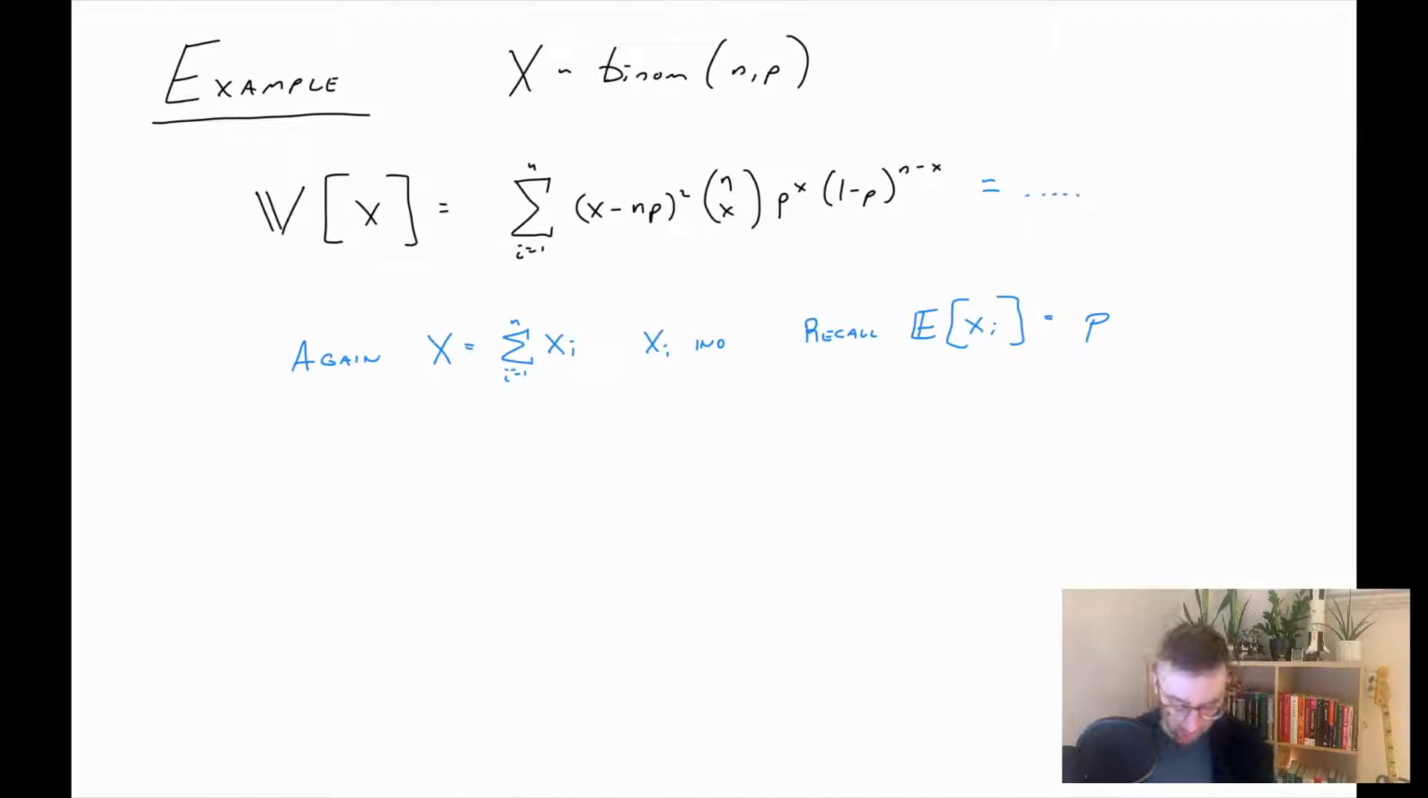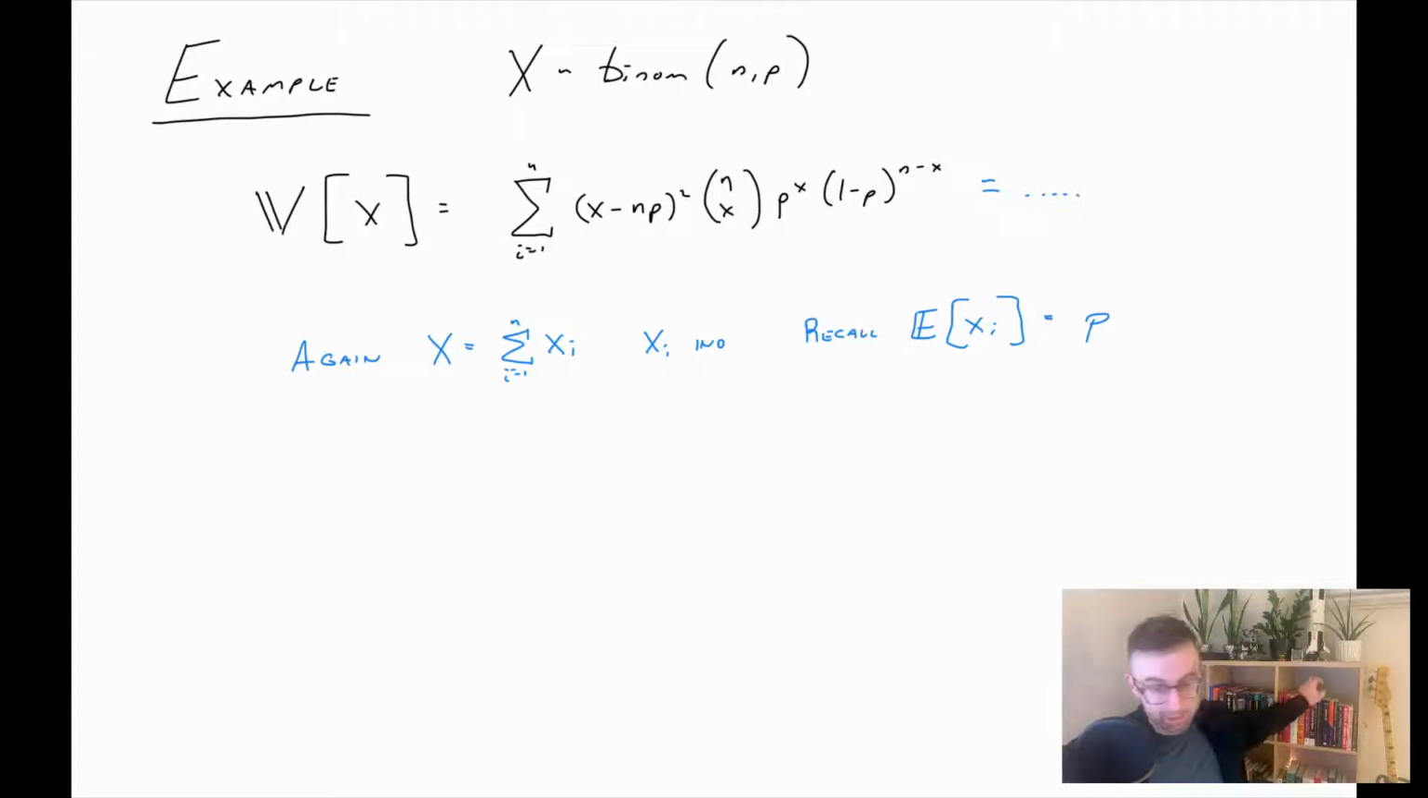Okay, so another example. Let's say x is a binomial random variable. And for a moment, we'll pretend all we know about the binomial is its probability mass function. So what I did here is write out the variance by definition. And then to get a nice looking answer here, we'd have to do a bunch of algebra. But I don't want to do that. Please don't make me do that.